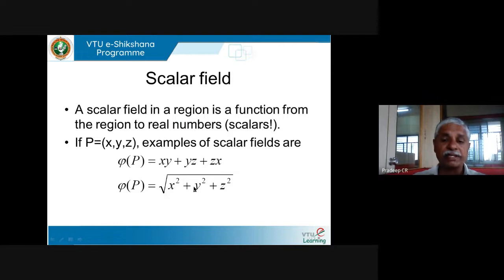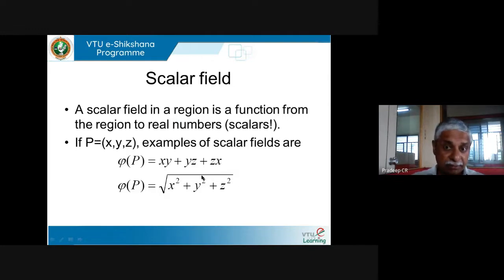Phi of p is root of x squared plus y squared plus z squared. That means you give me x, y, z, phi of that point p, which is given by x, y, z, is root of x squared plus y squared plus z squared. For example, phi of 0 is 0, 0 squared plus 0 squared plus 0 squared. Phi of point p may be 1 comma 0 comma 0, then 1 squared plus 0 squared plus 0 squared under roots and it's 1. Phi of 2 comma 0 comma 0, 2 squared plus 0 squared plus 0 squared, so it's 2. For 1 comma 2 comma 3, you have to say 1 squared plus 2 squared plus 3 squared under root sign, whatever that horrible number is.